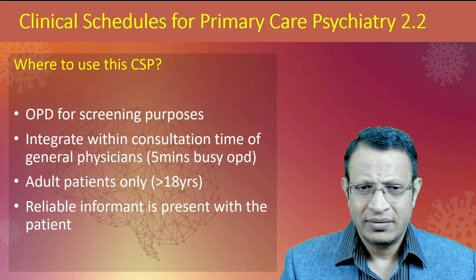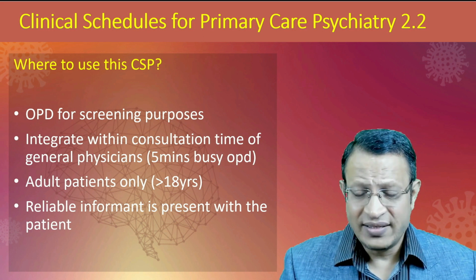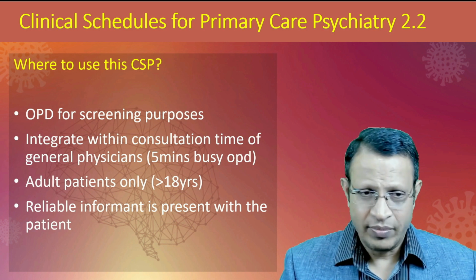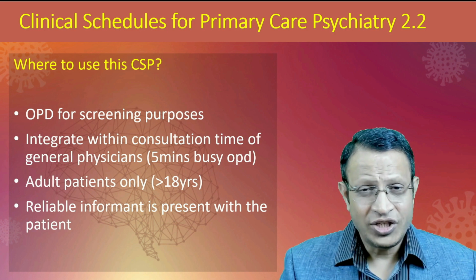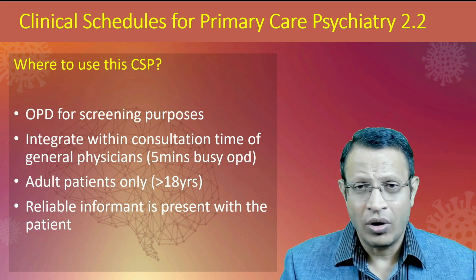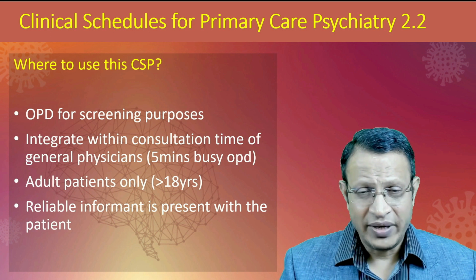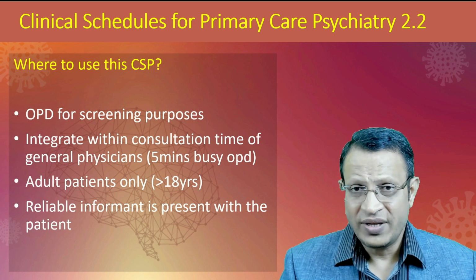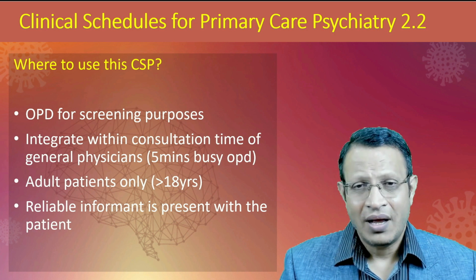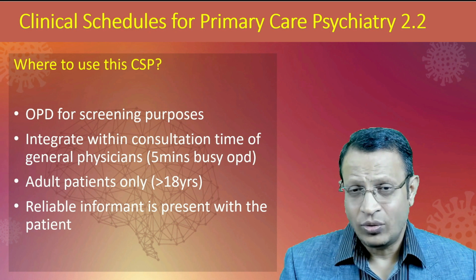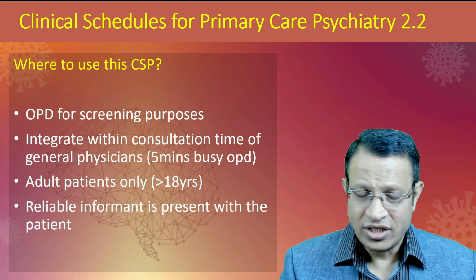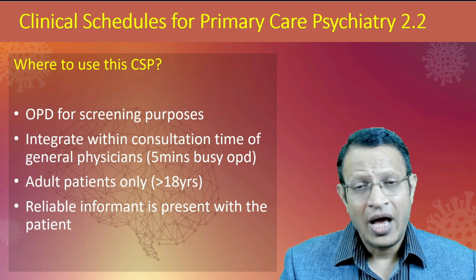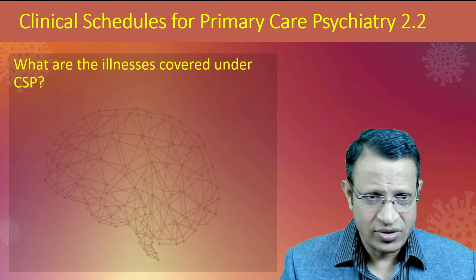Where to use this? This is used in a busy OPD screening. That means in adult patients in an OPD it can be used. And this schedule hardly takes 5 minutes if you have undergone thorough training. That means you need to use this schedule over a period of 1 to 2 months on a regular basis, and it becomes easy to diagnose psychiatric conditions in a general hospital setting. And there should be a reliable informant available along with the patient to make an accurate diagnosis.